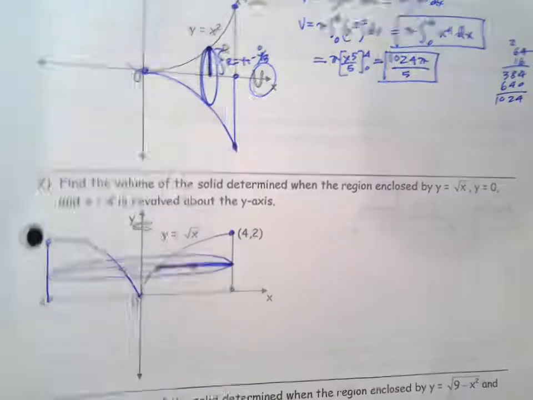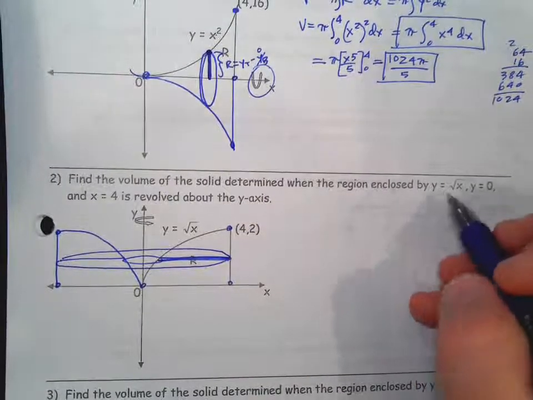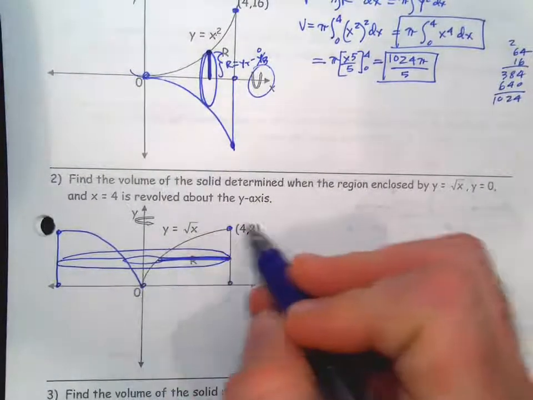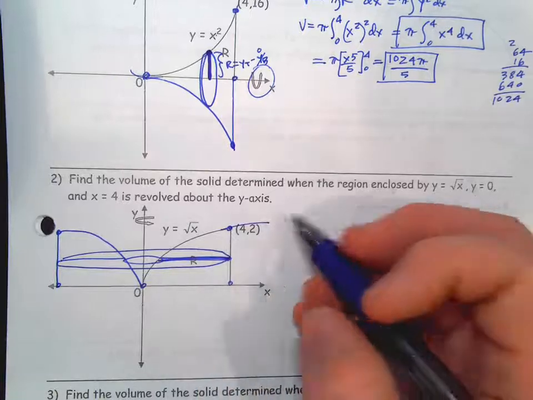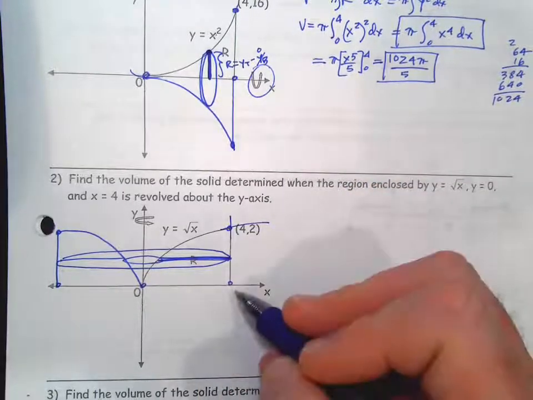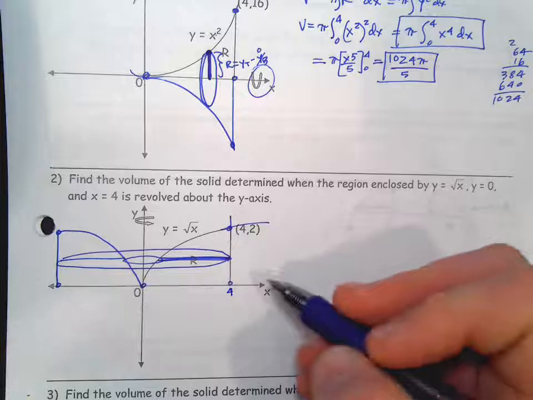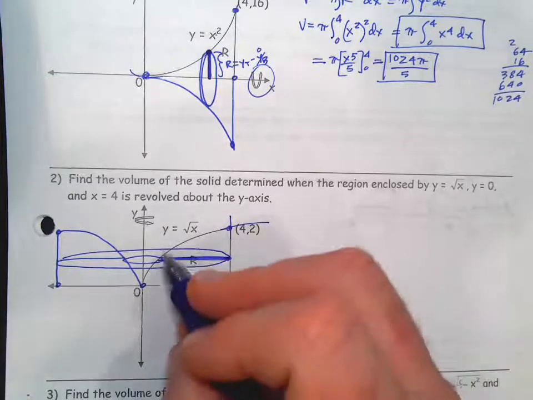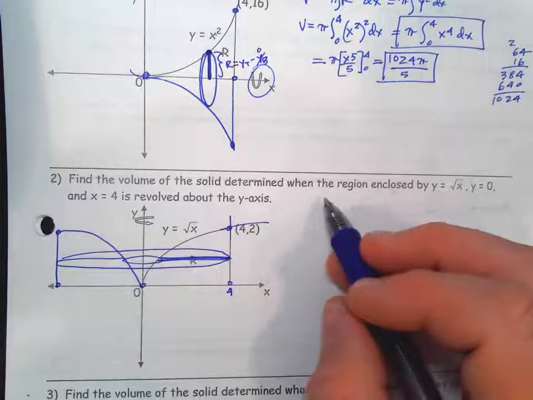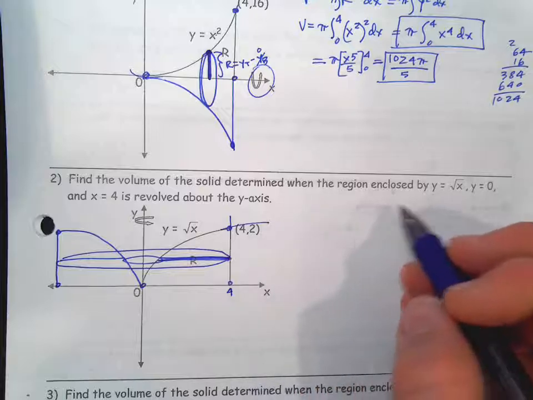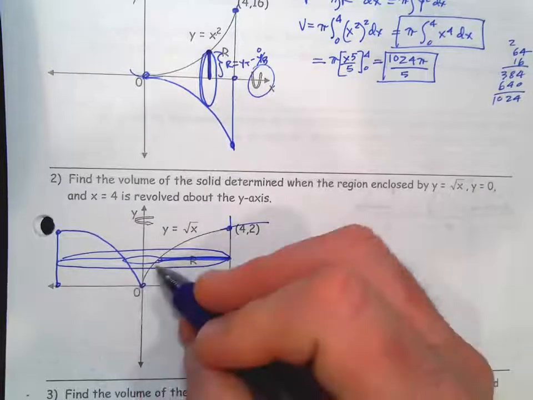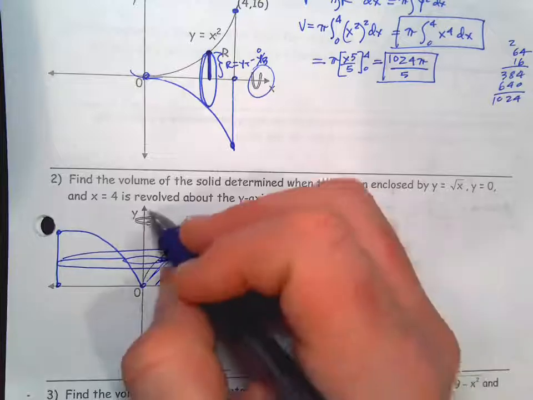Okay, next one. Volume of a solid. The region is y equals the square root of x, the top half of a sideways parabola, x equals 4, a vertical line, and the y-axis, y equals 0 is this. So this is a region, and I'm going to spin it around the y-axis.